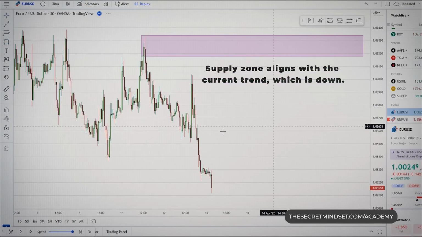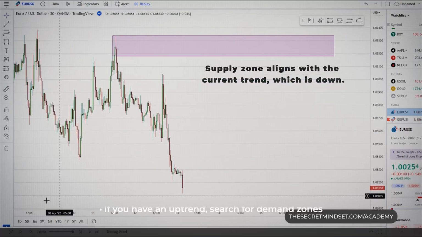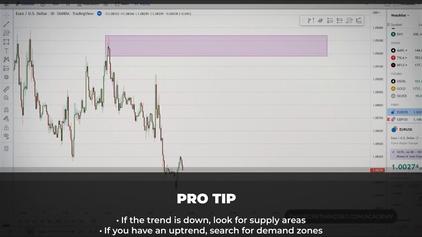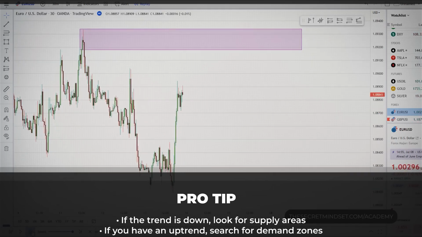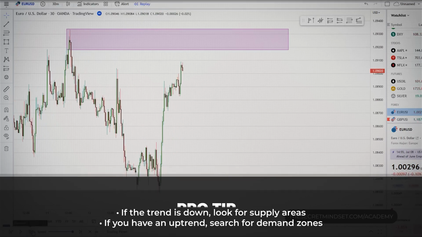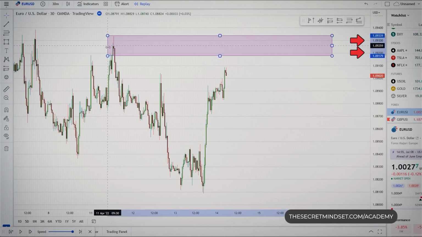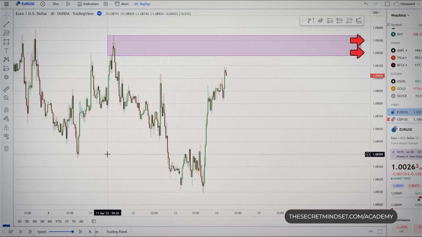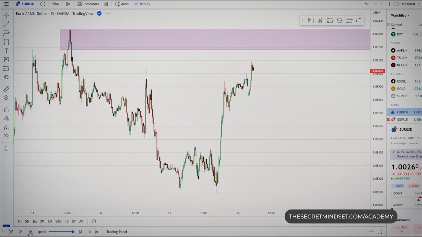So another tip would be to trade zones in the direction of the main trend. If the trend is down, you look for supply areas. If you have an uptrend, you search for demand zones. We have 2 round numbers inside the zone, so as usual, we'll wait for a clear rejection inside the supply zone. Let's pinpoint the entry on the 15-minute time frame.